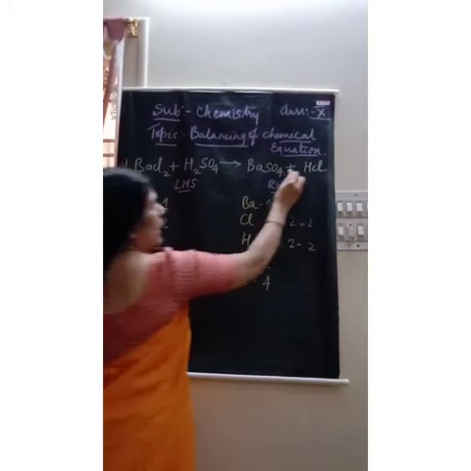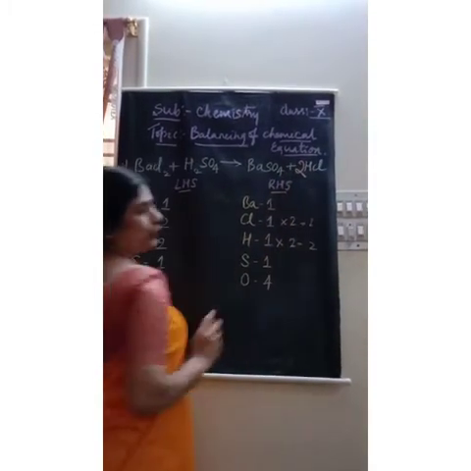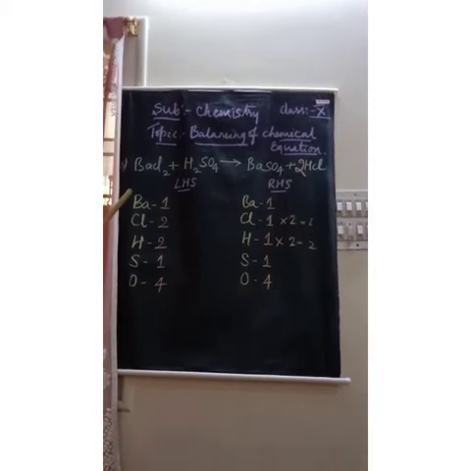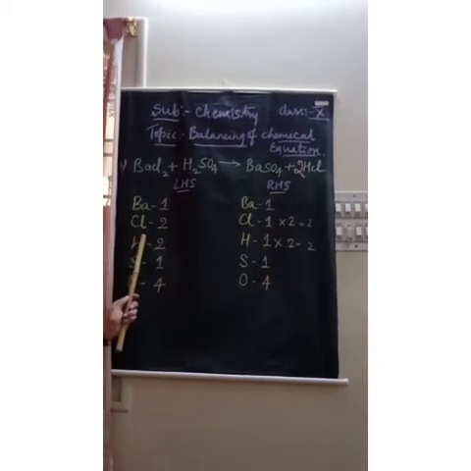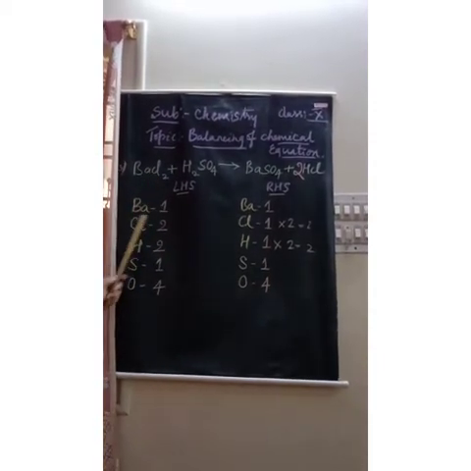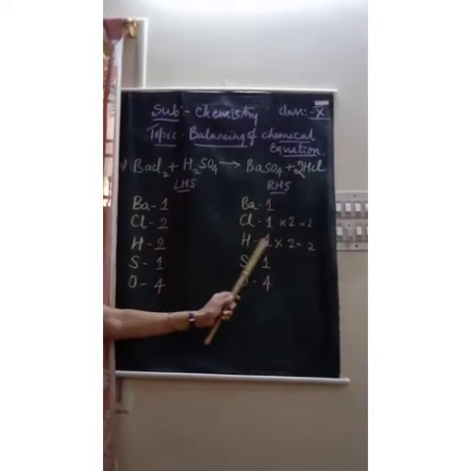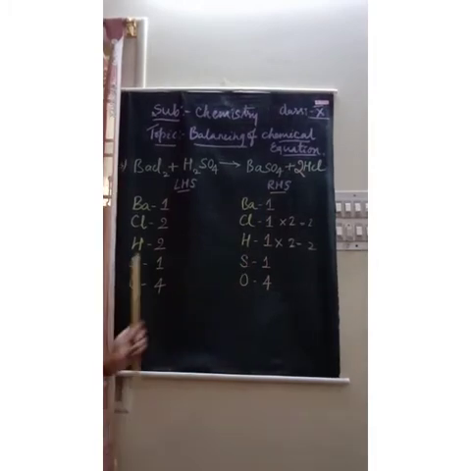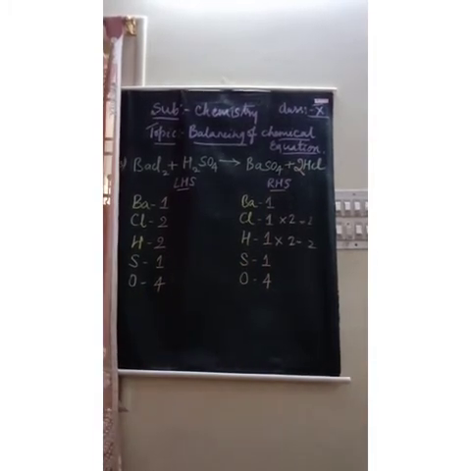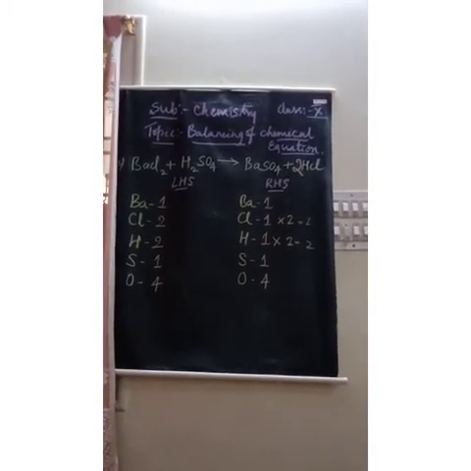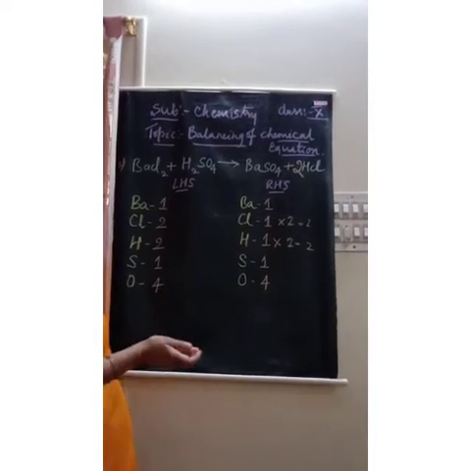What we have to do, children? We have to put here 2. Now count it once again. Ba 1, 1. Cl here 2, here 2. What about hydrogen? 2, 2. S 1, S 1. O 4, O 4. Now the equation is balanced. Understand? Let us consider one more example.